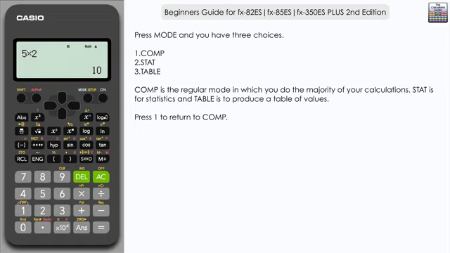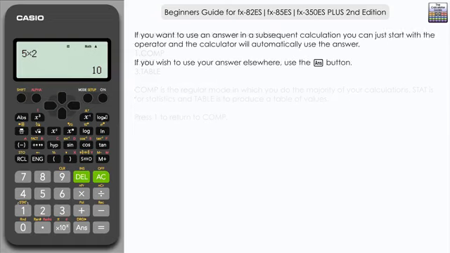Now, if you want to use this answer in a second calculation, for example, if I wanted to add 2, I can just literally press plus, and you can see here that we've got Ans, which is automatically using the answer from the previous calculation in our next calculation. I can press 2 and then get my answer to that, which is going to be 12. If I wanted to use that later on in the calculation, say if I wanted to do 60 divided by that answer, I could do 60 divided by, and then I can use the answer button to include that answer in a subsequent calculation, which gives me 5.